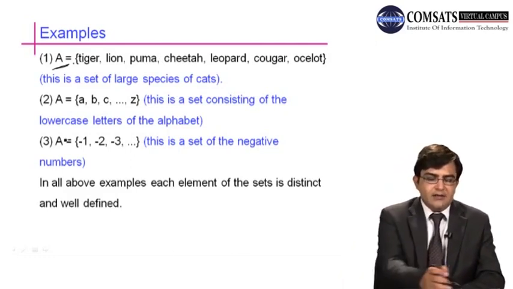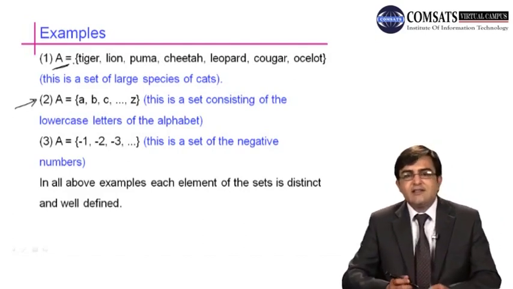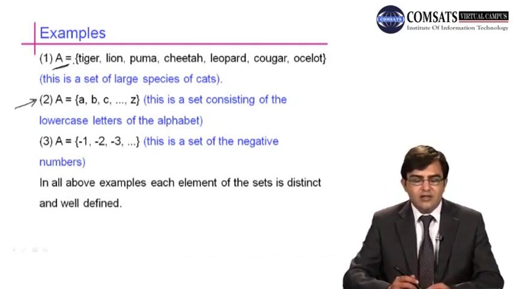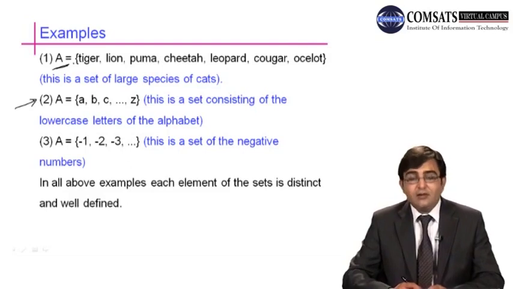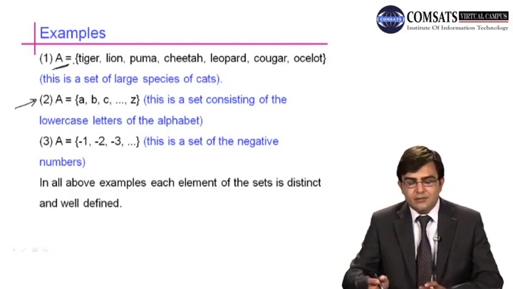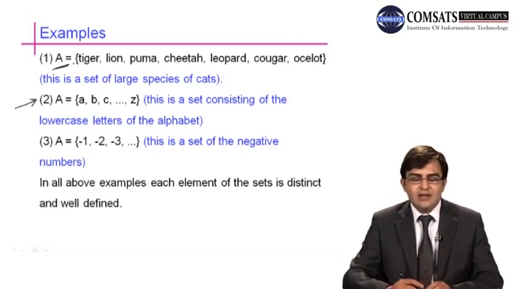Another example, in which we take the set A or B, whatever, we can denote it by any other capital letter, is the set of small letters of the English alphabet, a, b, c, d up to z. So these objects are also separated, distinct and defined objects.